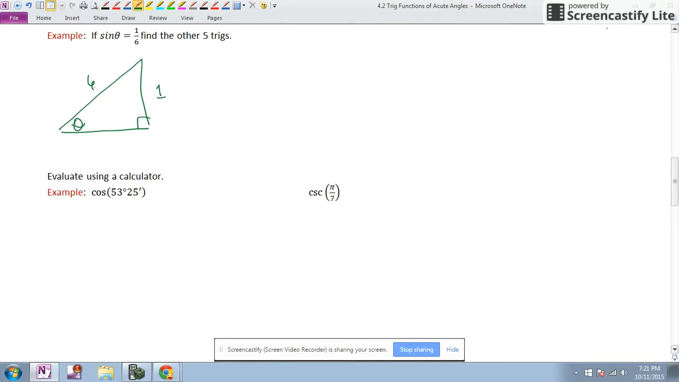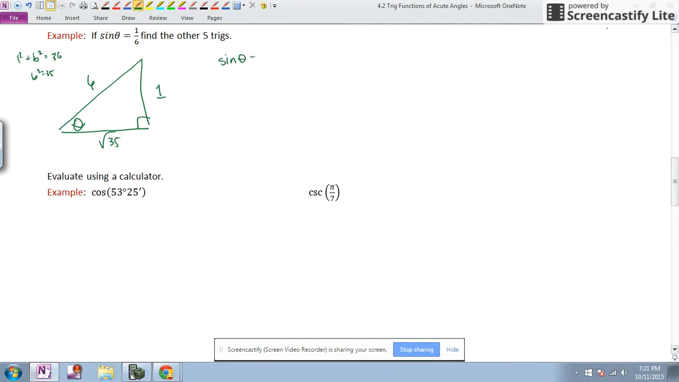So I know that a squared plus b squared equals c squared, or 1 squared plus something squared equals 6 squared. So is that b squared equals 35? So this is root 35 right here. Now I'd reduce that if I could, but I can't, so we're golden. And now I will tell you all the trigs.